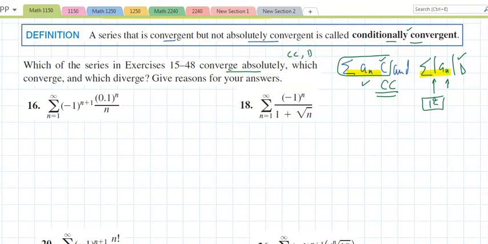So I start with number 16. If I would start with the absolute value first, if I look at the series n equals 1 to infinity of 0.1 to the n over n, well, I do notice that this has an exponential in it. No need to really take that route. I could use the ratio test. Since it has an exponential, I'm in good shape because I already know that I'm going to get a result.